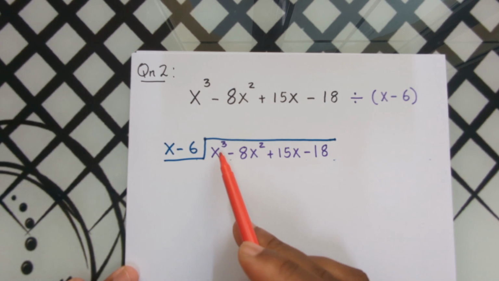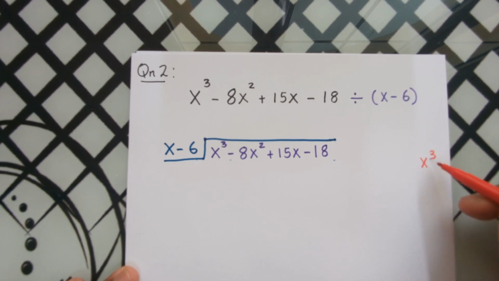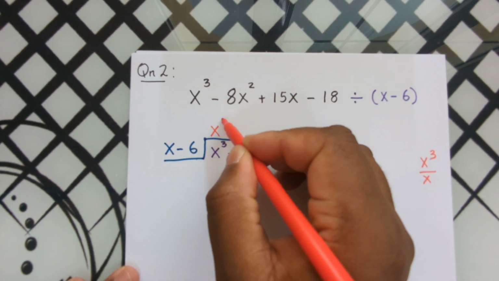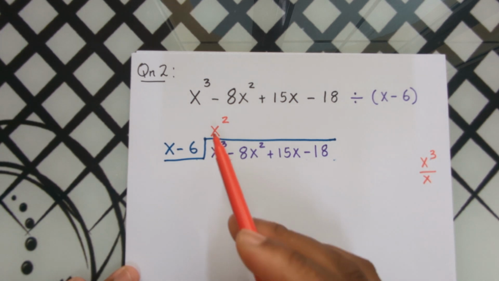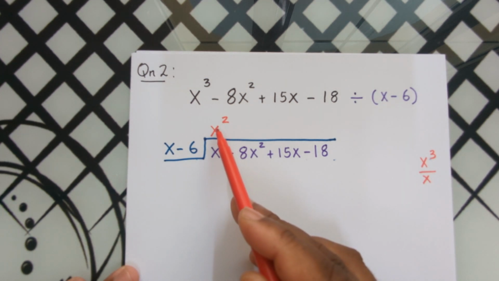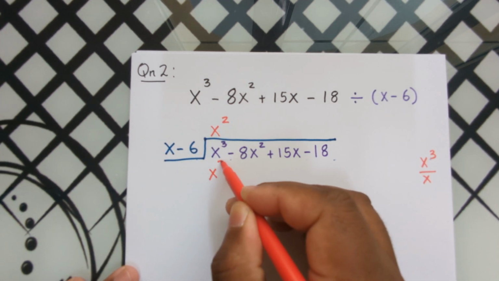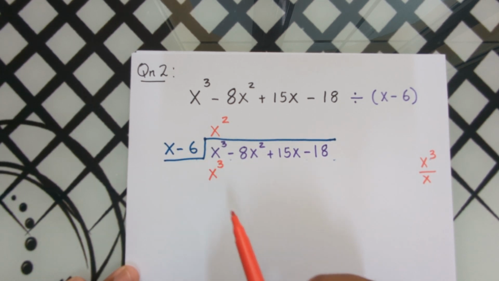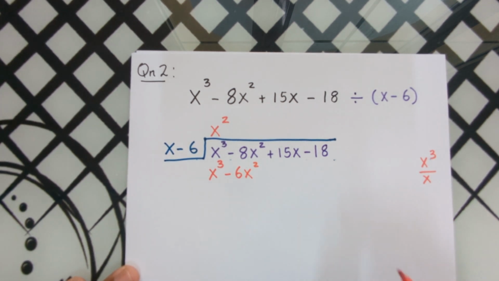So the first step is to divide. We are going to say x to the power 3 divided by x. If you divide this, you get x to the power 2. So let's write our x to the power 2 here. And the next step is to multiply. So we are going to say x to the power 2 multiplied by x. This will give us x to the power 3. And x to the power 2 multiplied by negative 6. This will give us negative 6x to the power 2.